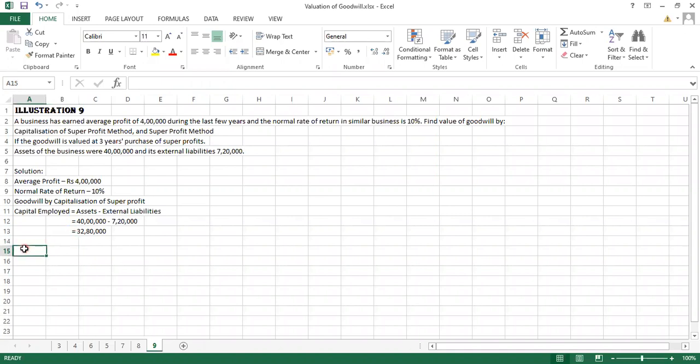Next, we need to find out the normal profit first. The normal profit is equal to capital employed into NRR. So we have just found out the capital employed, 32 lakh 80,000. NRR is 10%. So 10.